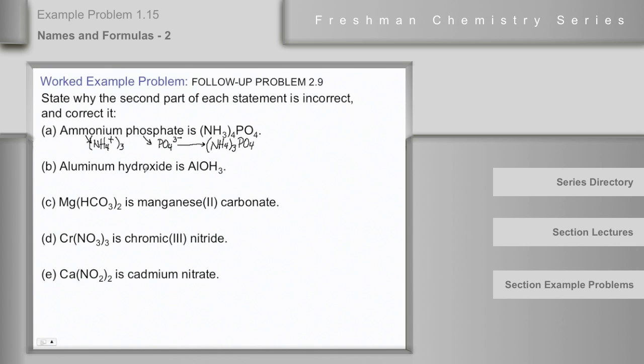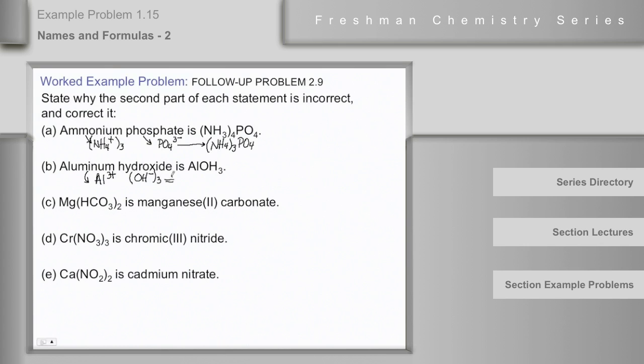Case B is aluminum hydroxide. We remember that aluminum is one of the metals that forms ions with 3 positive charges. And from the tables, hydroxide is a diatomic ion with a single negative charge. To balance the charges, it'll be necessary to take 3 hydroxides.